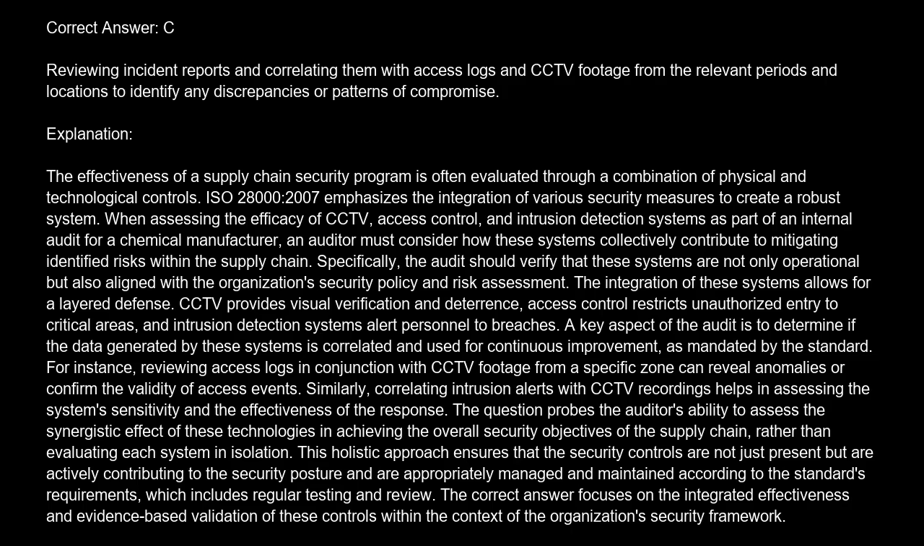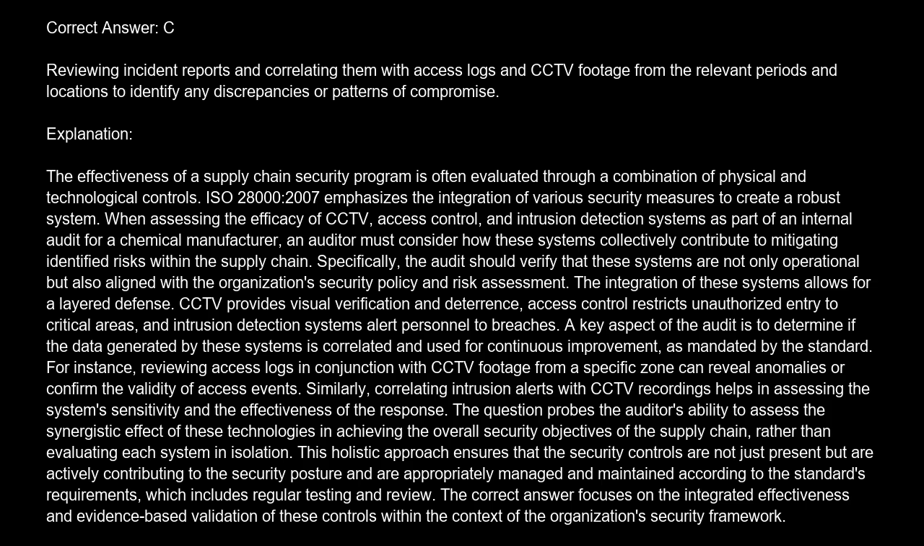The correct answer is C. Reviewing incident reports and correlating them with access logs and CCTV footage from the relevant periods and locations to identify any discrepancies or patterns of compromise. Explanation. The effectiveness of a supply chain security program is often evaluated through a combination of physical and technological controls. ISO 28000-2007 emphasizes the integration of various security measures to create a robust system.